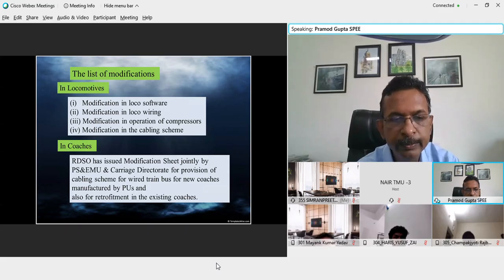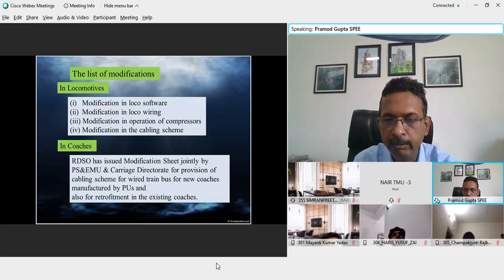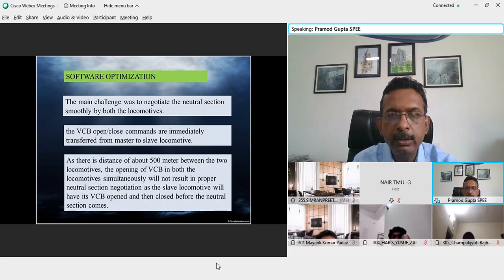The control cabling scheme. In the coaches, RDSO has already issued the instructions, which are being implemented by different coaching boards in the Indian Railway. This is the last topic.